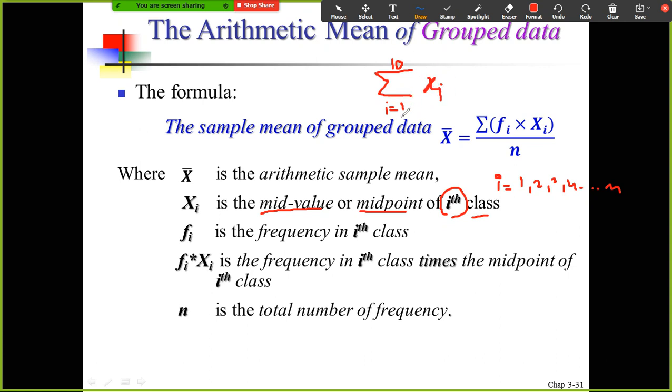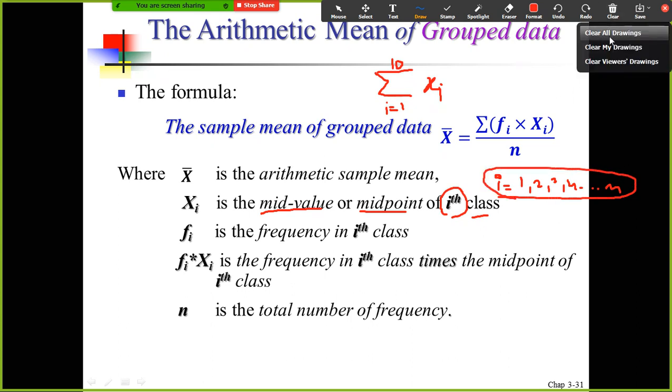i equals 1 to 10 means i cannot be 0, and i cannot be 11, 12, 13, no. Only 1, 2, 3, 4, 5, 6, 7, 8, 9, 10. That's why i is an order number, not a class interval.